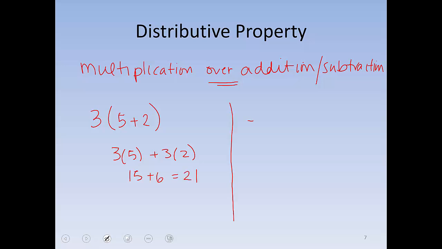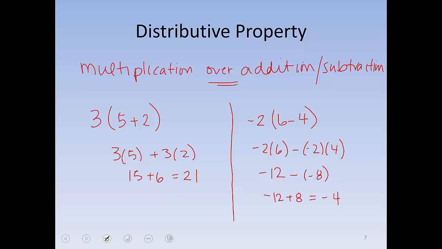Let's try again. How about a negative 2 times a 6 minus 4? Again, I know we could go ahead and simplify within the parentheses using the order of operations, but let's practice the distributive property. That means negative 2 times 6 minus negative 2 times 4. That gives me negative 12 minus a negative 8, and we know we can go ahead and make that a plus 8 if you'd like. And we get negative 4 as our result. And that is our distributive property.